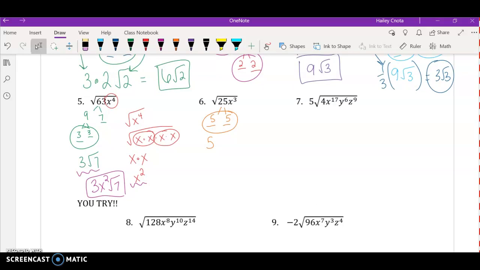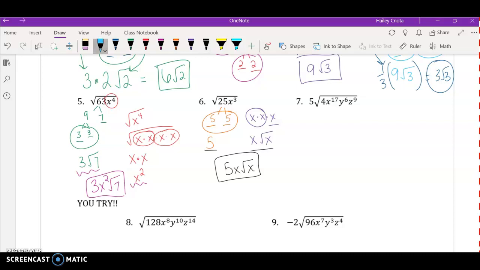Okay, so now we have x's, right? x times x times x, right? We have a pair of x's, which means one of them is outside, and then we have a lonely x on the inside. Final thing is just to put them together. So we have 5x square root of x.